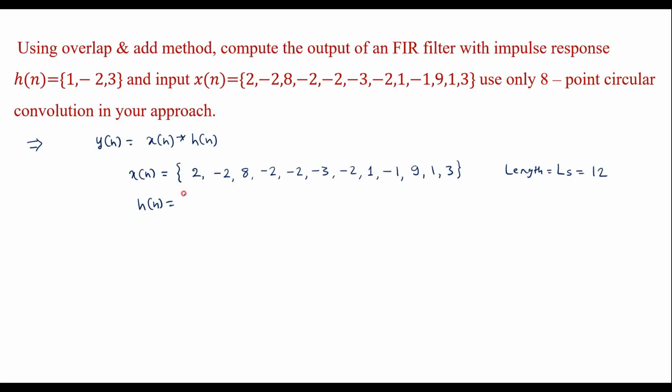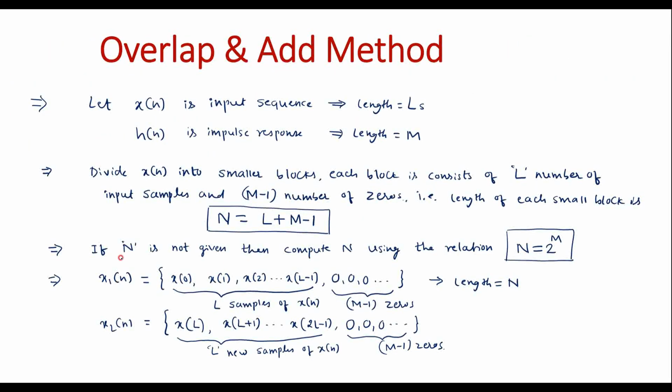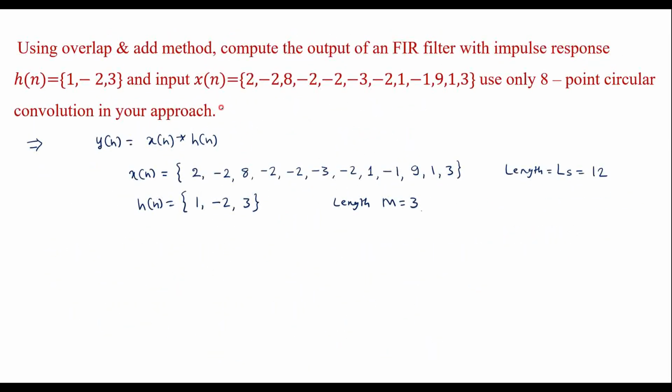Similarly, we have h of n. It consists of 3 samples, 1, minus 2 and 3. The length is M, that is M is equal to 3. So Ls and M we have found from the given data. Here I have said that if N is not given, then compute N using the relation N equal to 2 power M. But in our example, the N value is given. Use only 8-point circular convolution. So N is equal to 8, that is given in the problem.